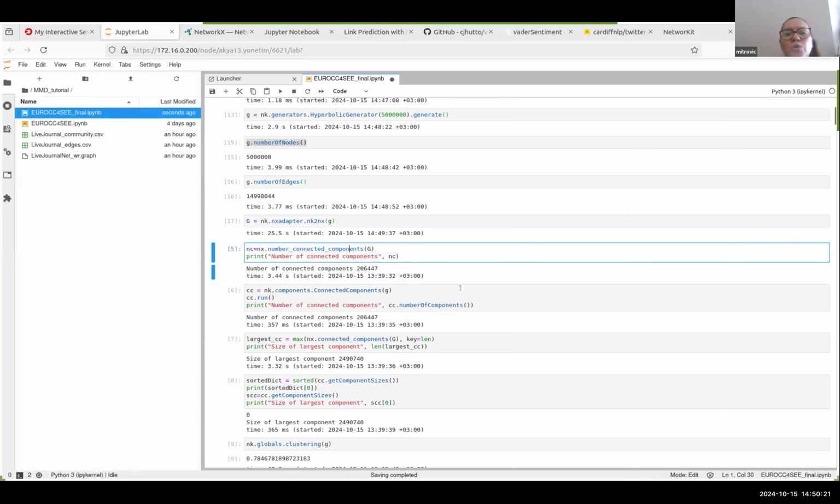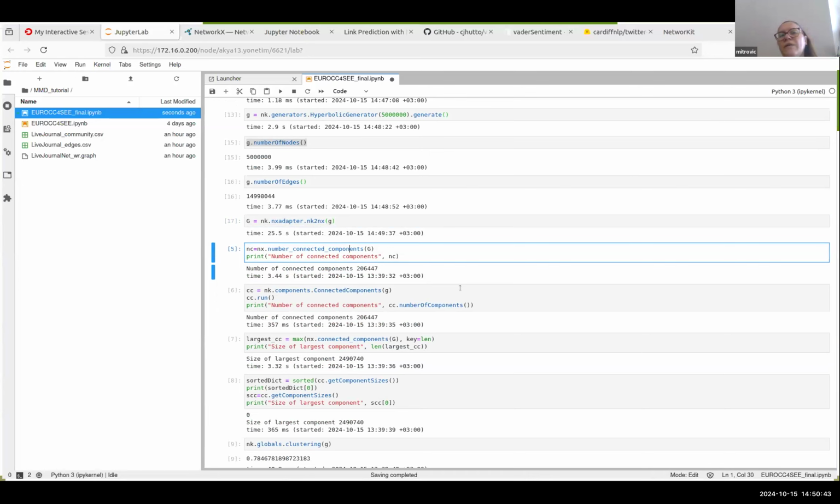And now I want to show you how you can do a very simple kind of analysis, and what the difference in time is in the case of NetworkX and NetworkKit. First, we will use NetworkX to find the number of components. What are the components?